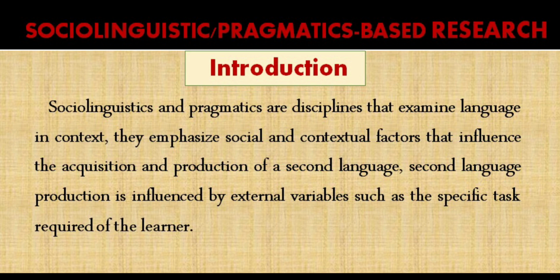Introduction. Sociolinguistics and pragmatics are disciplines that examine language in context. They emphasize social and contextual factors that influence the acquisition and production of the second language. Second language production is influenced by external variables such as the specific task required of the learner.